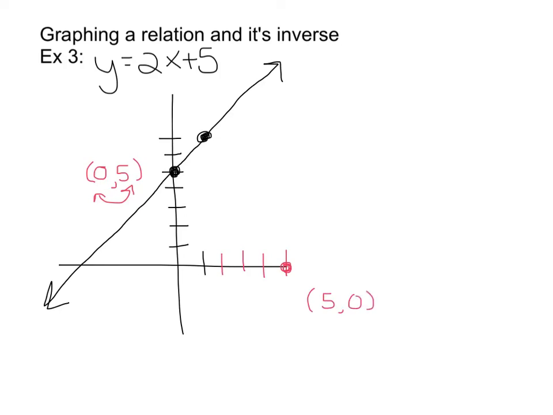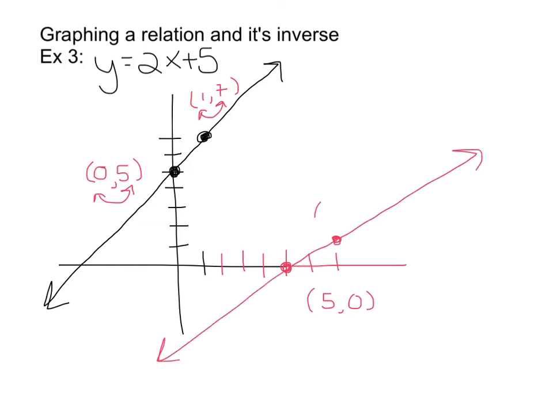Okay, this next point over here is the point (1, 7). So I'm going to swap it over and it's going to become (7, 1). You could find the actual inverse function if you wanted to, or you can plot what you know and then just swap the x and the y variables.